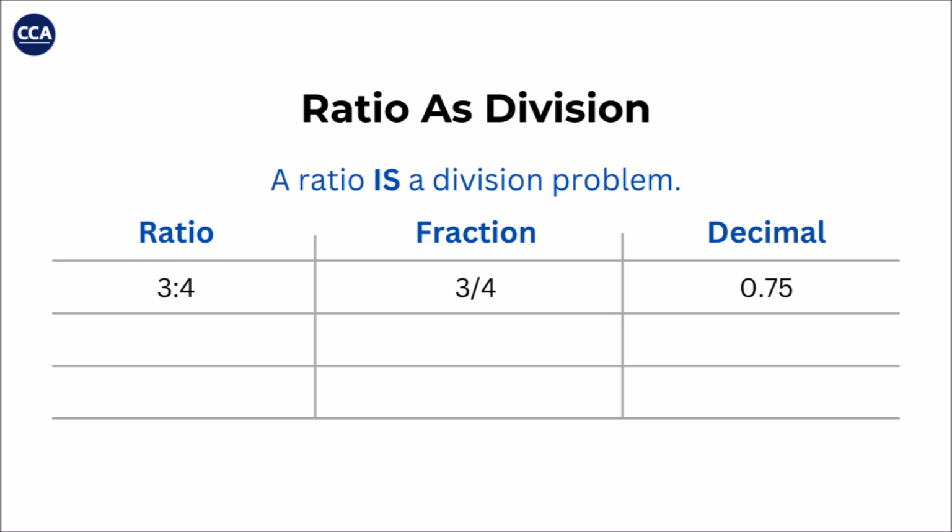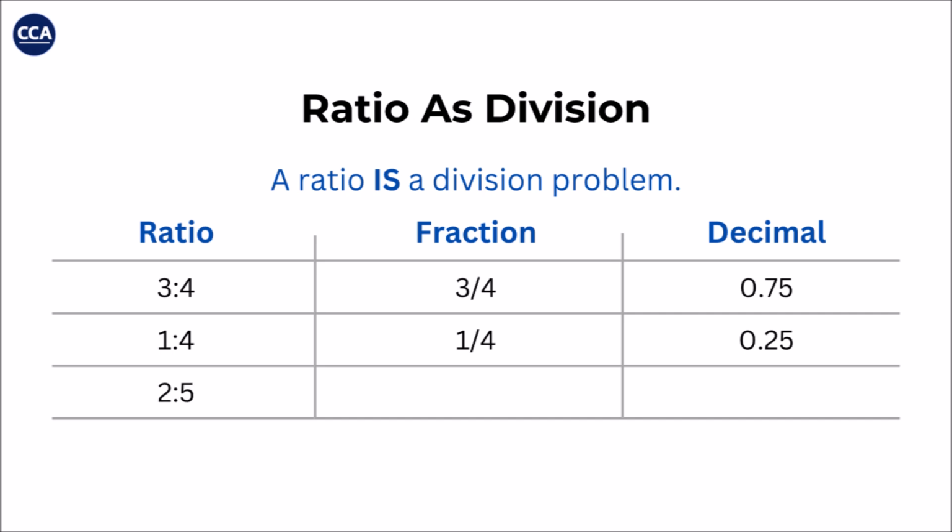3 divided by 4 equals 0.75. So, the ratio 3:4, the fraction 3 over 4, and the decimal 0.75 are 3 different ways of expressing the same relationship. Let's try another one. The ratio 1:4. 1 divided by 4 equals 0.25. So, 1:4, 1 over 4, and 0.25 all mean the same thing.